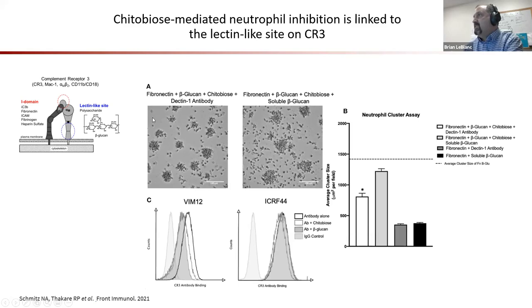To see if it's specific for CR3 and not other glucan receptors, I used a blocking antibody against dectin, which is also a glucan-binding receptor on neutrophils. There doesn't seem to be a change in the clustering if I block dectin. And if I add soluble beta-glucan to outcompete the chitobiose with extra beta-glucan, I'm able to recover the neutrophil response. So that is my way of linking everything to that lectin site.